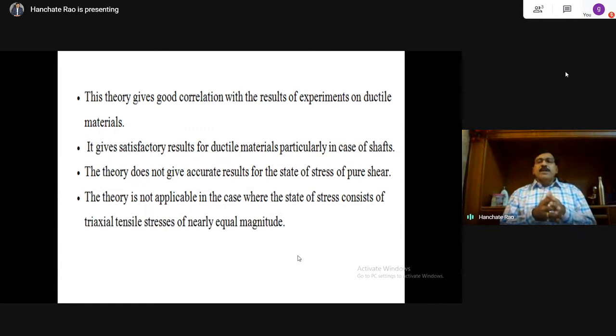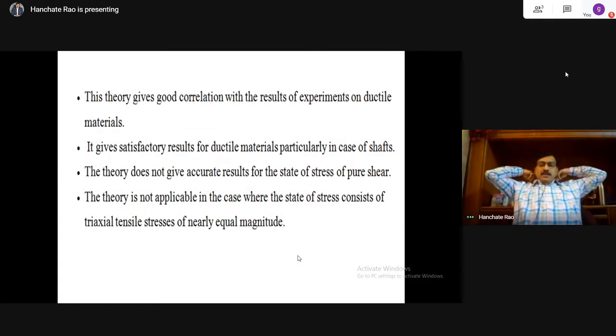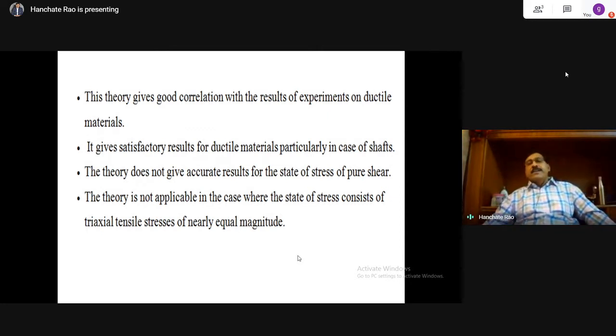This theory is also not applicable where the state of stress consists of triaxial tension. Sigma x, sigma y, sigma z are all tensile stresses. So for a triaxial tensile stress system, this theory is not applicable.